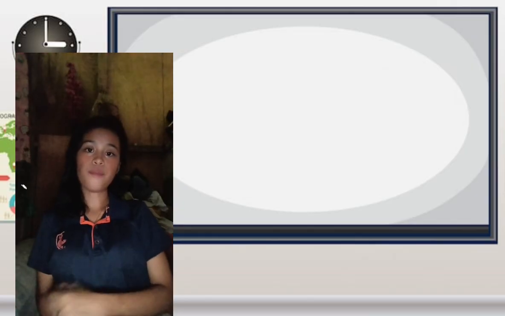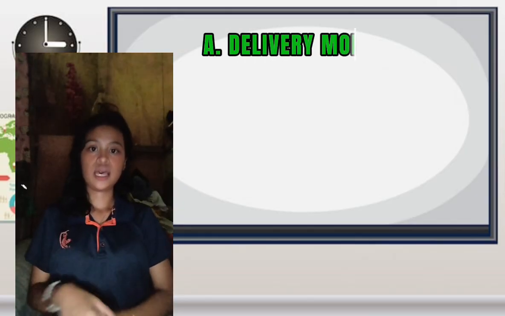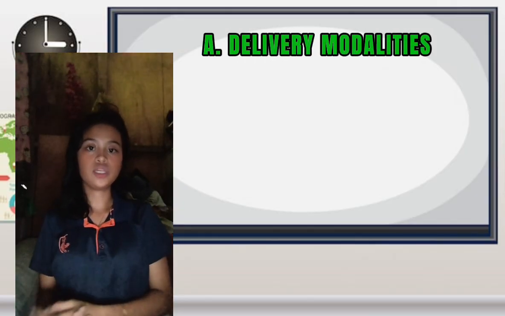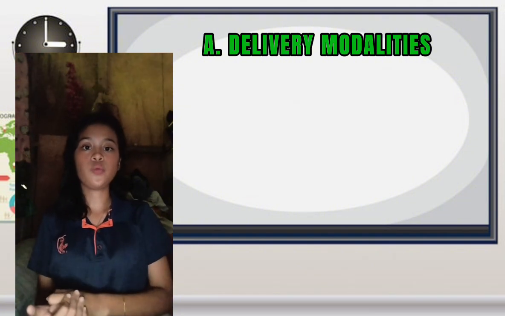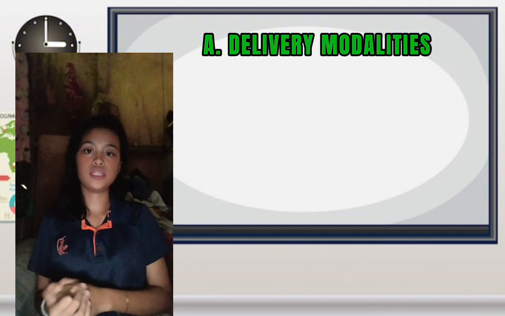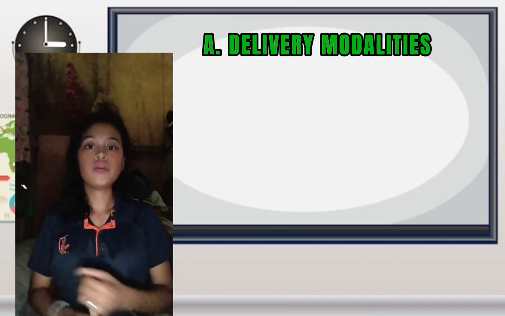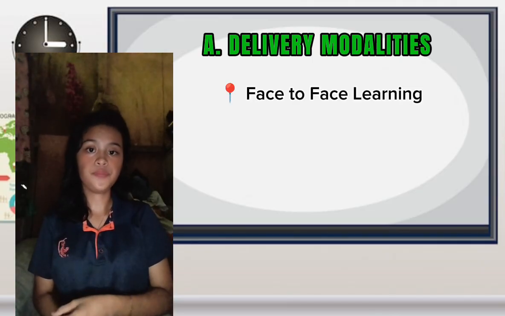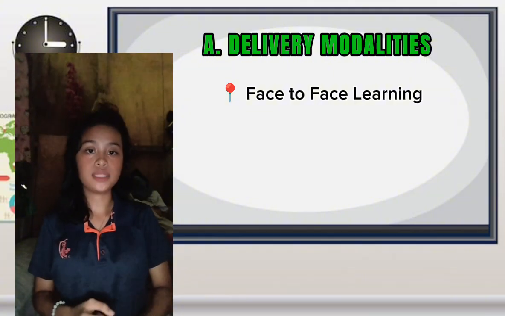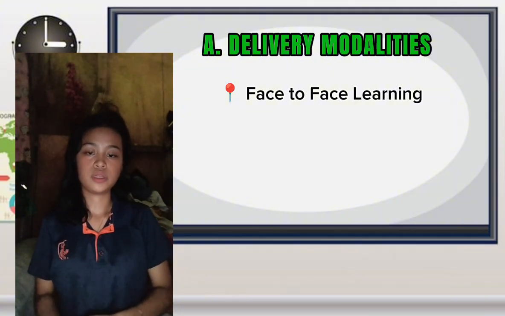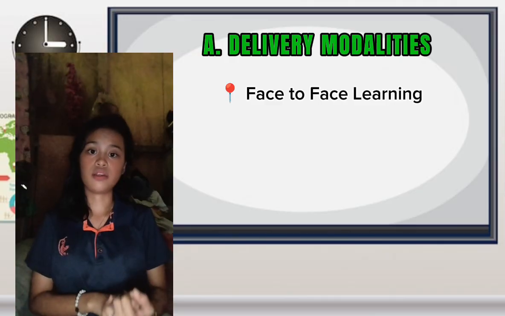Now let's talk about delivery modalities. These are just different ways or methods we use to teach our students, especially when they are in different places or situations. First, we have face-to-face learning. This is the traditional method where teaching happens inside the classroom. So what are its characteristics?